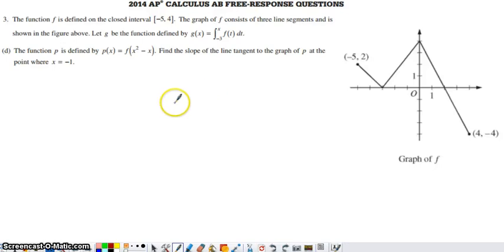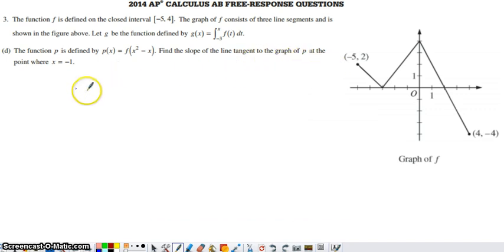So here's part D of number 3 from the 2014 AB and BC exam. And in part D, they define a new function p, and they say p of x is equal to f of x squared minus x. And it wants us to find the slope of the line tangent to the graph of p at the point where x equals -1.